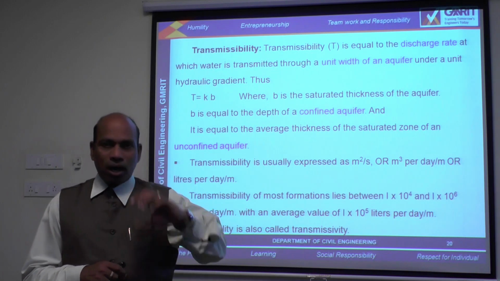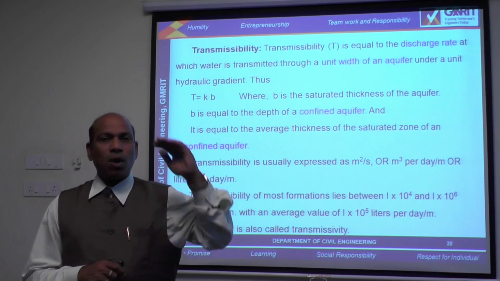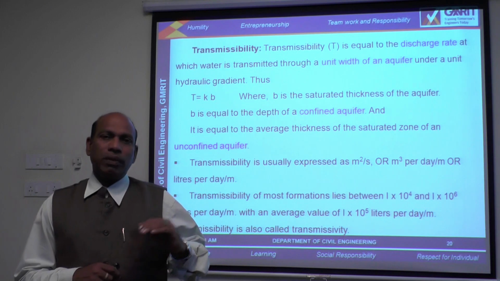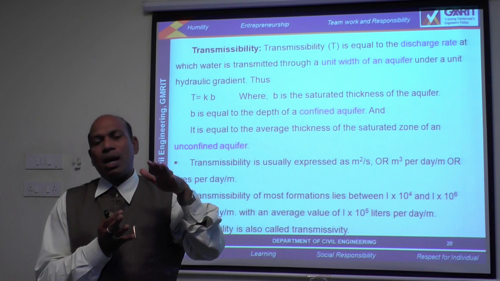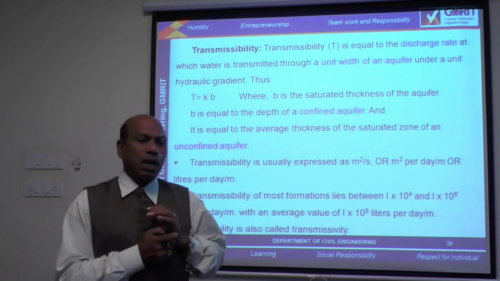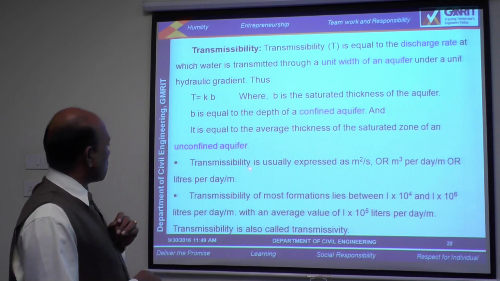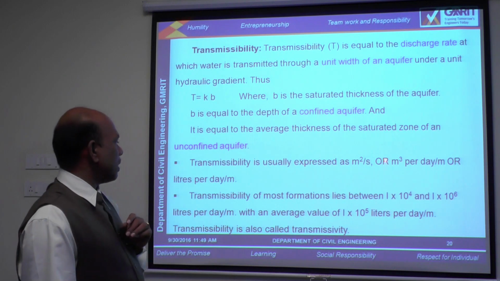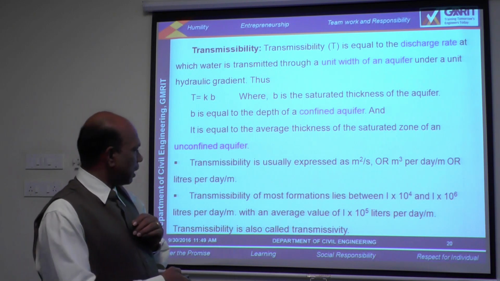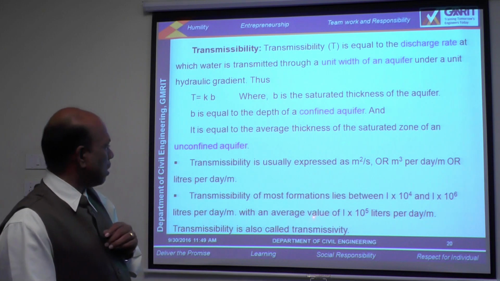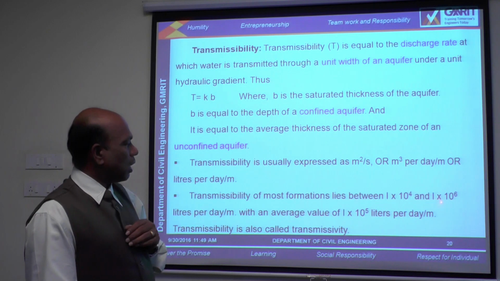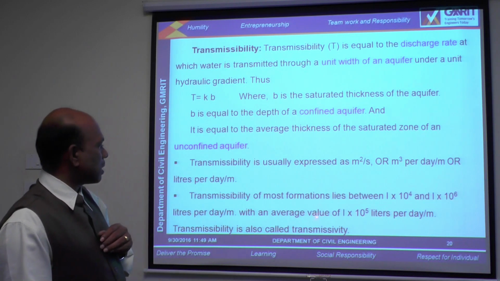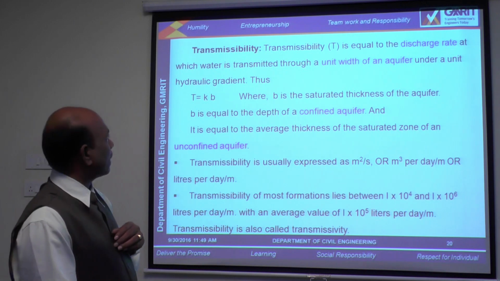In case of unconfined aquifer, this B refers to the water table to the bottom, whereas in case of confined aquifer, this B refers to the thickness between the two impervious layers. Transmissibility is usually expressed as meter square per second. Generally, the transmissibility values vary in between 1 into 10 power 4 and 1 into 10 power 6, generally in between 1 into 10 power 5 liters per day per meter.